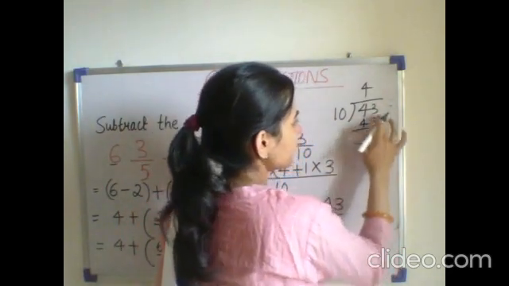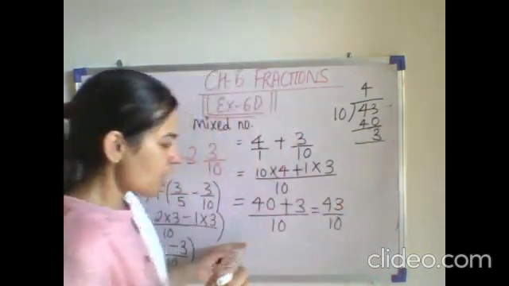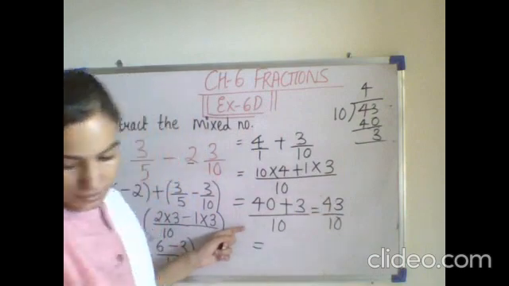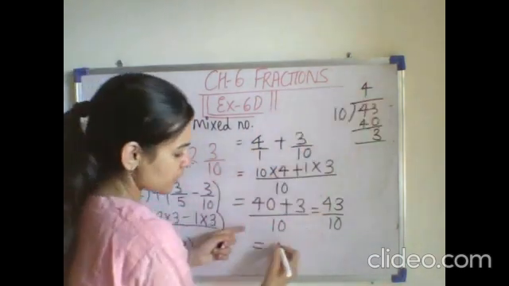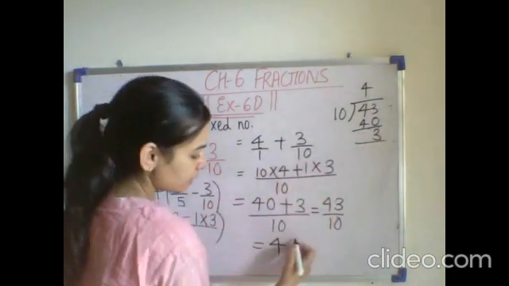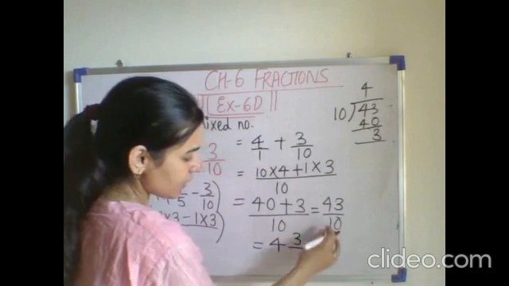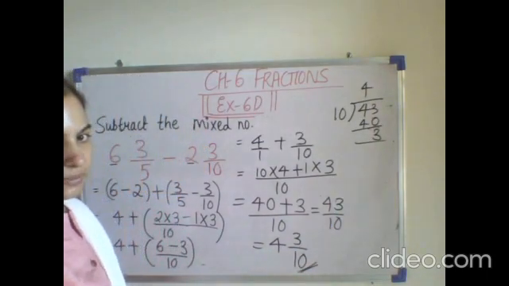So 10 fours are 40 and the 3 is your remainder. So how will you be writing this as a mixed number? You will be writing this quotient first as 4. Then what is the remainder? 3. So 3 I will be writing here and 10 is our denominator. So this will be our final answer.